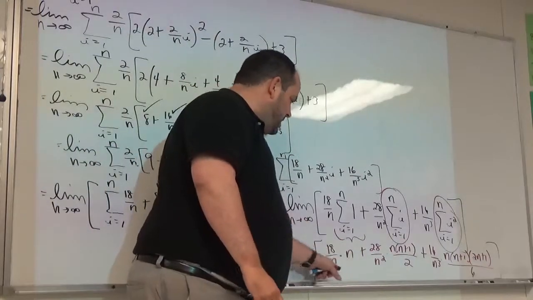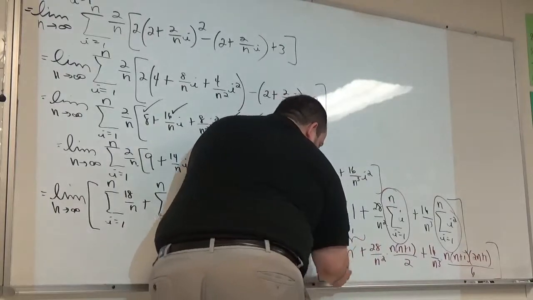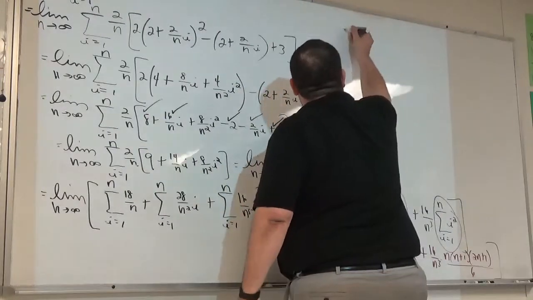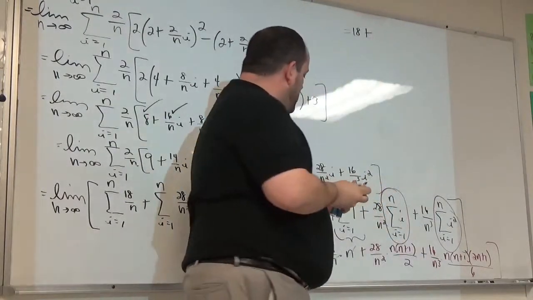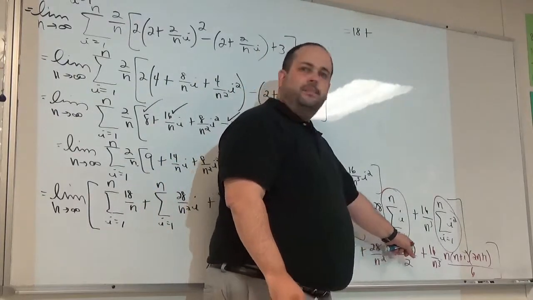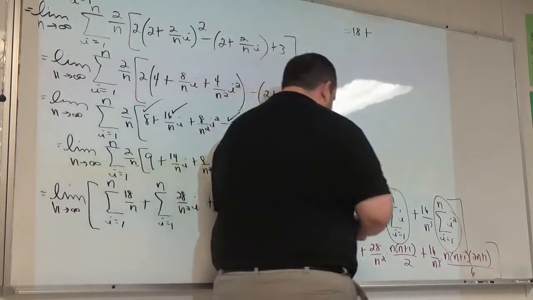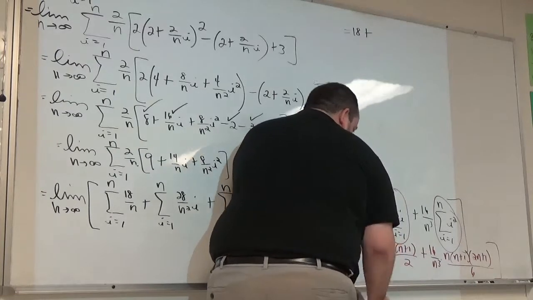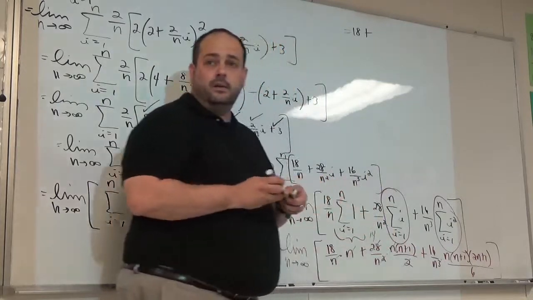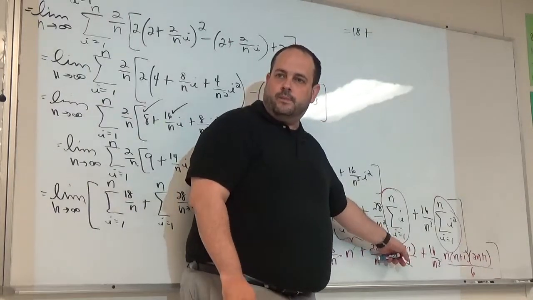What happens over here as n approaches infinity? Those n's cancel out. And so I'm going to write my answer up here. 18 plus, look over here, 28 over n squared times n plus 1 over 2. I can definitely cancel out an n when it's safe, in the bottom. And I can reduce the 2 to the 28. That's going to give me 14. But look what's left: 14 times n plus 1 over n.